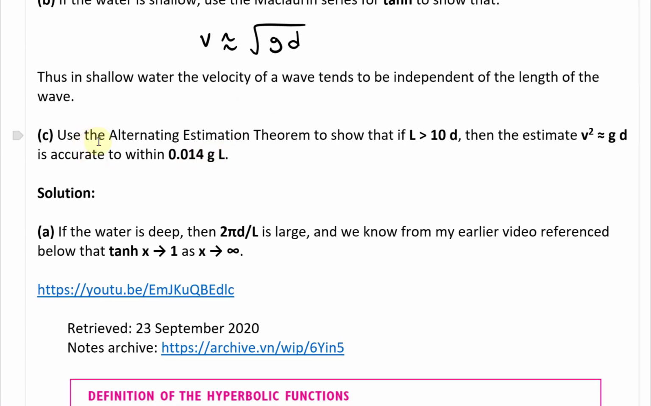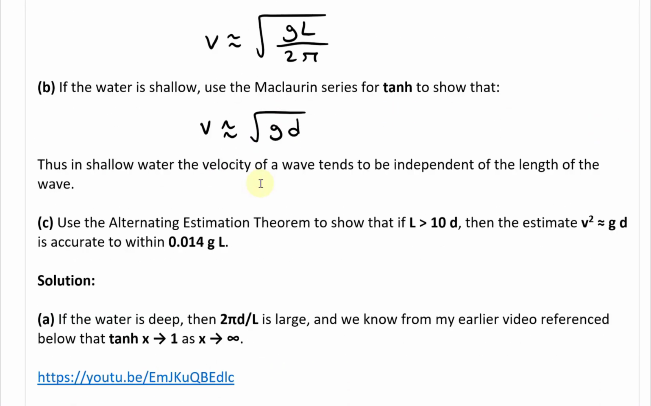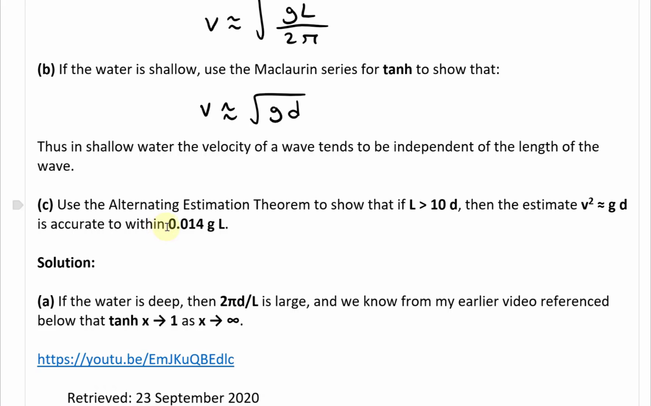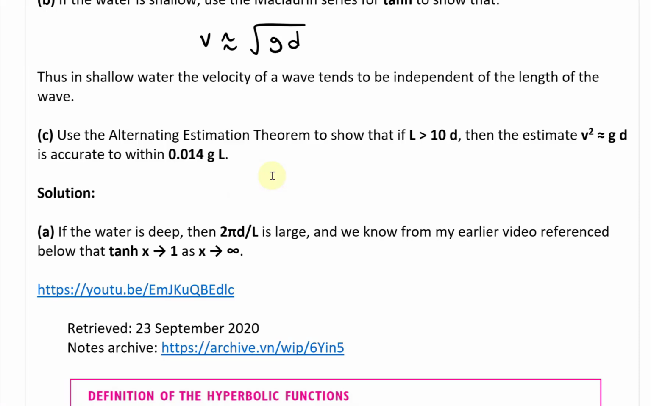And then part C says, use the alternating estimation theorem to show that if L is much greater than 10 times d, then the estimate of v squared is approximately equal to g d, just squaring these two sides, and is accurate to within 0.014 g times L. So let's look at the solution and look at part A first.